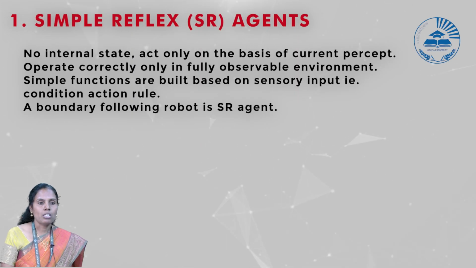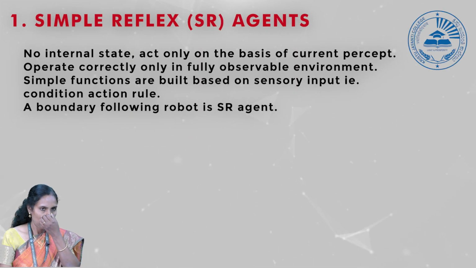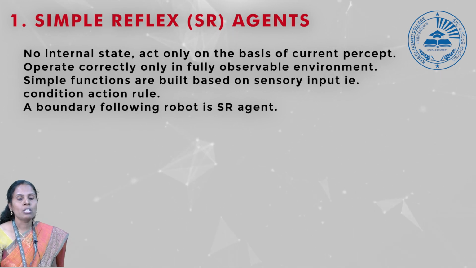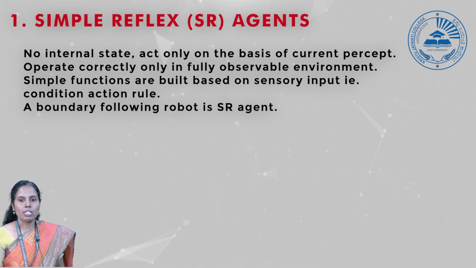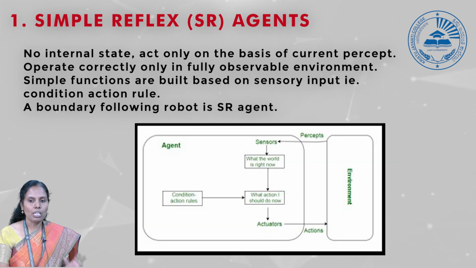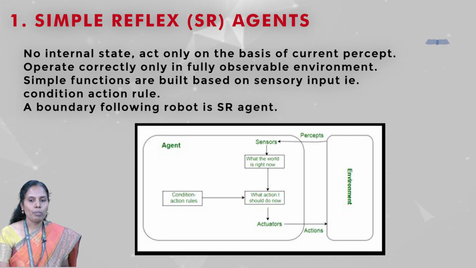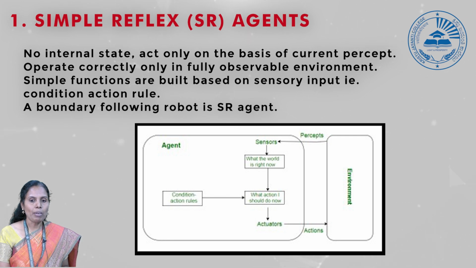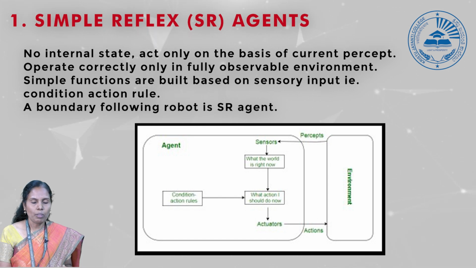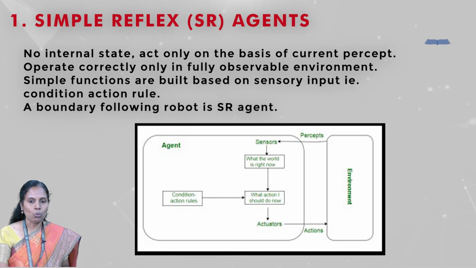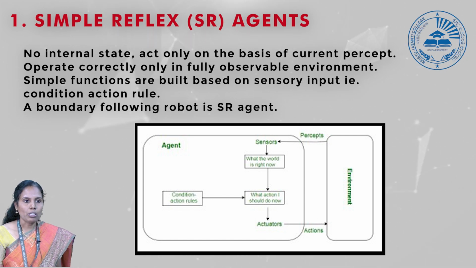So first one is simple reflex agents. In the simple reflex agent, how it will be: the sensor percepts, means the agent is connecting with the environment. From the environment it percepts through the sensors, and after that some action we have to give to the agent. Then based upon the condition action rule, it will act and it will produce the output to the environment.